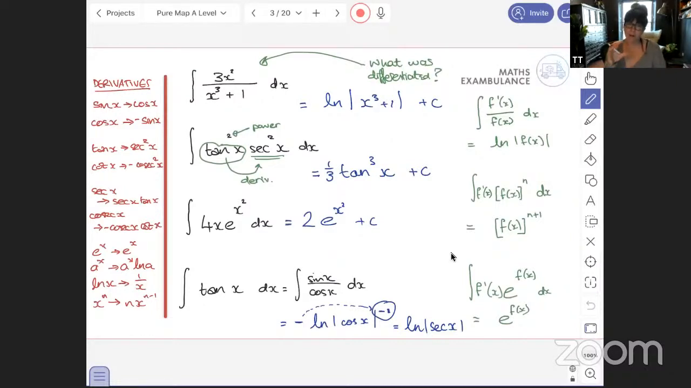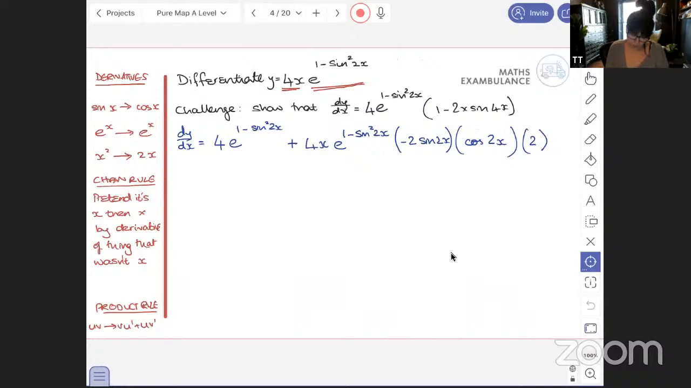That's why I'm saying to you, yes, integration is hard, but the reason it's hard is that you're not looking at things like this and things like this and things like this and seeing that the chain rule has taken place. So the problem is the chain rule, not integration.